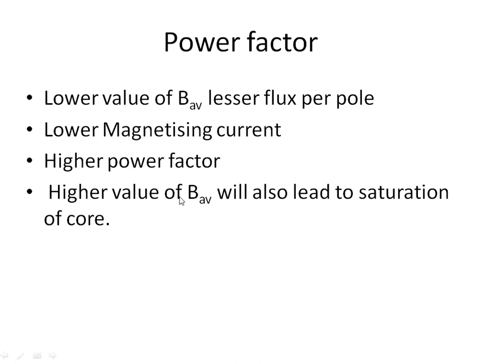But again, if we select higher value of BAV, there will be also one more problem that is nothing but saturation of the core. So while selecting the value of flux density, we must also take into consideration that that material should be able to take up that flux without saturation. So its value BAV should always be less than the maximum flux density BM of the core material.